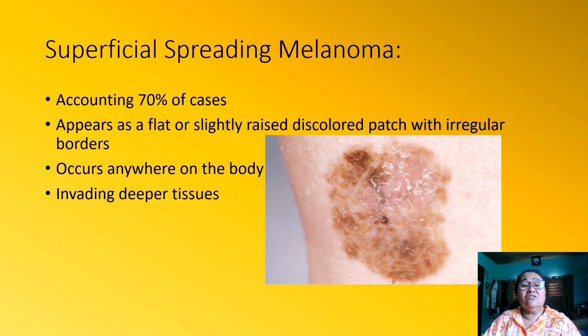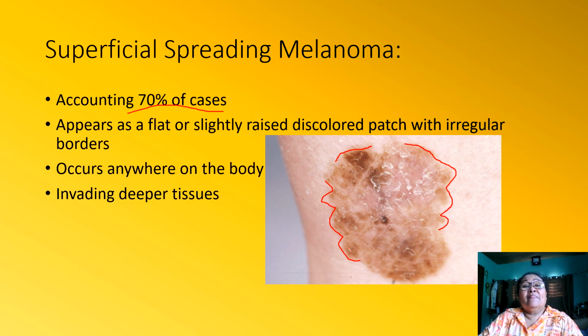Okay, so let's discuss superficial spreading melanoma. It is the most common type, accounting for approximately 70% of all melanoma cases. It appears as a flat or slightly raised pigmented lesion with irregular, uneven borders.